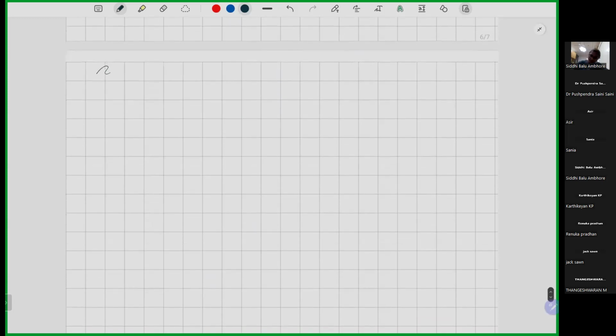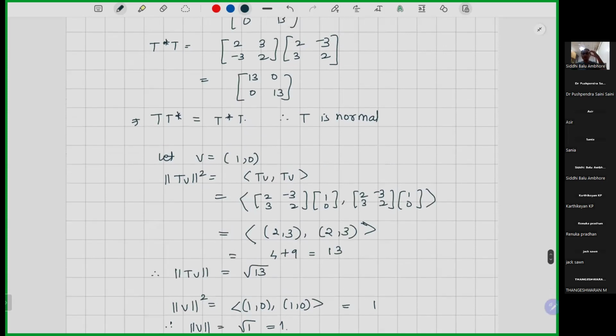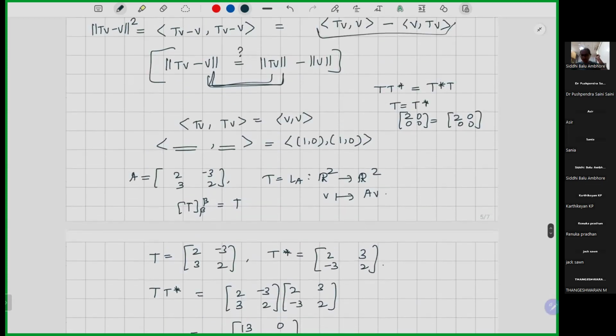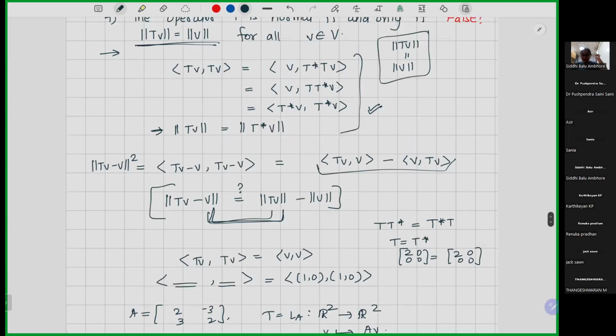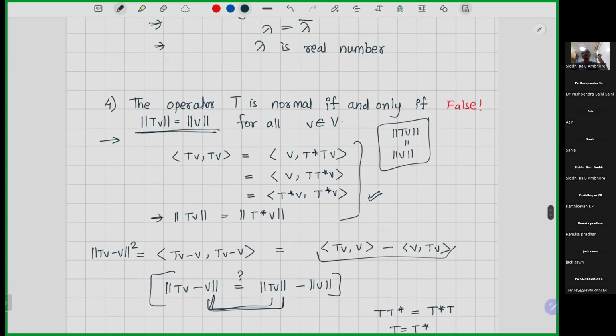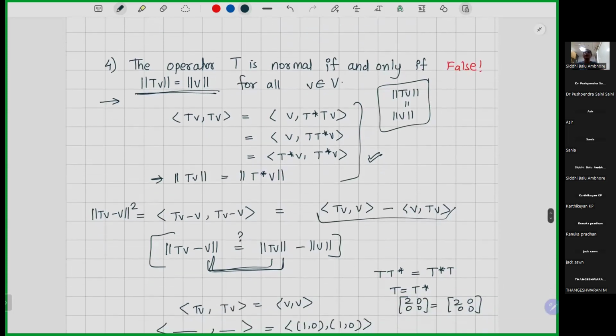Okay, so let me start. This question we can do with eigenvalues. We can prove that it is false. TV I can take as lambda V. Yes, we can definitely do that. If T has an eigenvalue not equal to 1, then TV will be some multiple times V, but here it will be just V. Yes, we can do it with that also.